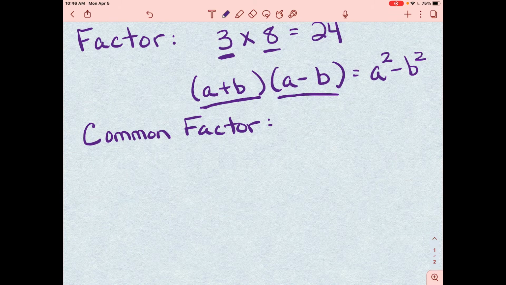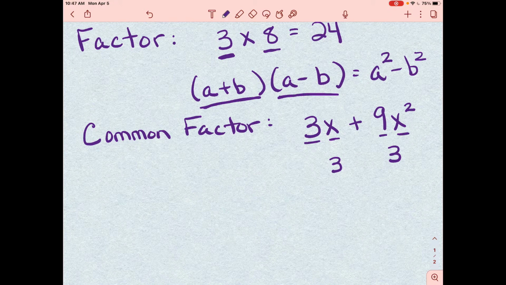So let's say we have 3x plus 9x squared. Well, we have lots of factors going on here, but we notice that both of these have a 3, because 3 times 1 is 3 and 3 times 3 is 9. And we notice that both of these have an x. The second one has 2 x's and the first one has 1 x. So they both share the common factor x. They have the common factor 3 and the common factor x.